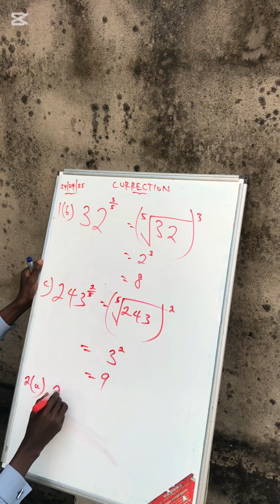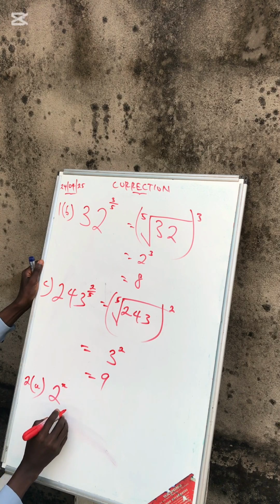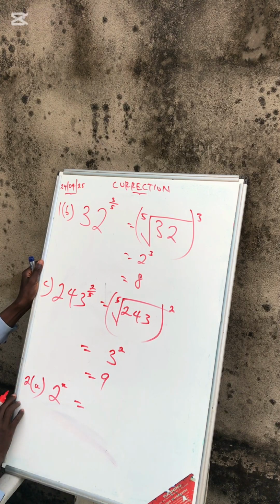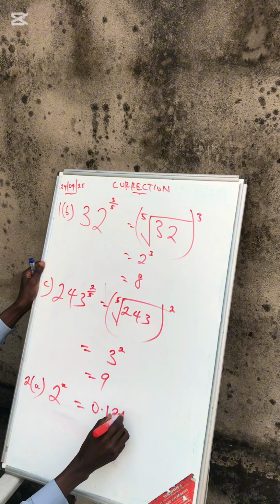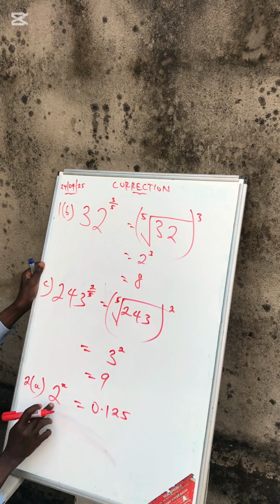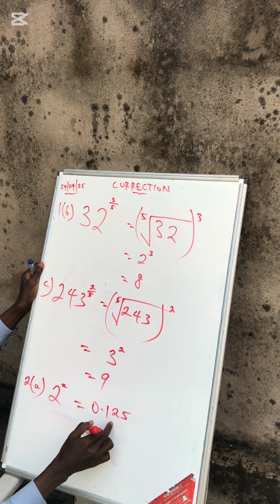Let's go. Is it 2x or 2 raised to power x? 2 raised to power x equals 0.125. Now look at it. This one is the power of 2. You find a way to write this one to the power of 2. Do you understand? That means 2 raised to power x is the same as what?